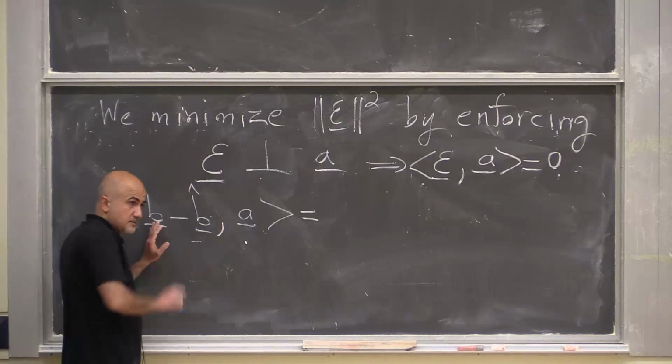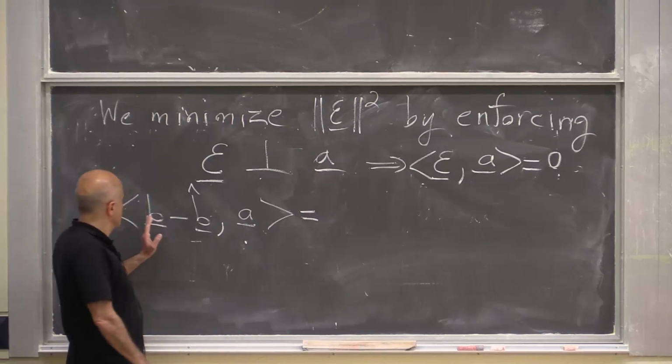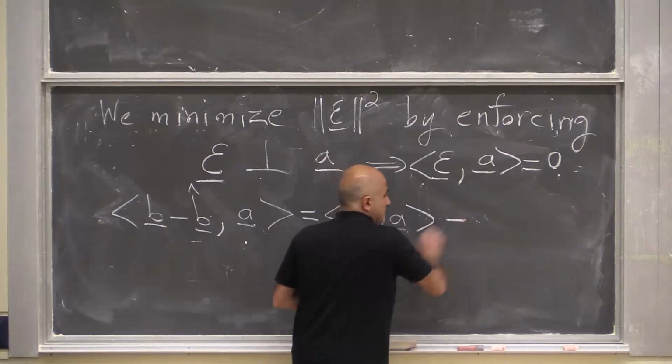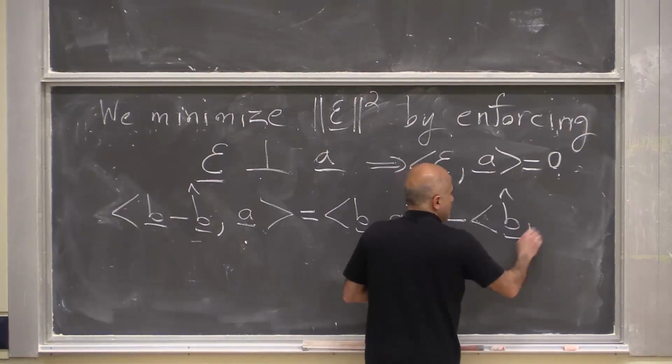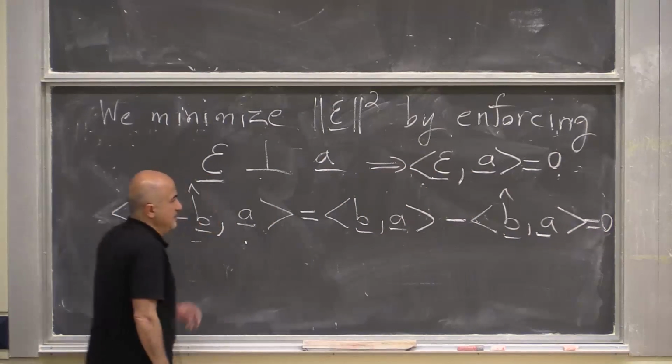B inner product. Go for it. Daniel: B inner product with A minus B hat inner product with A, and this must be 0. What do you know about B hat, Daniel?